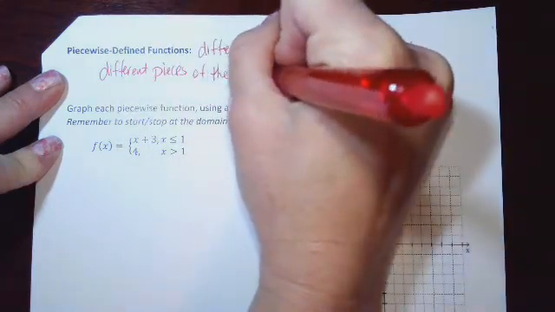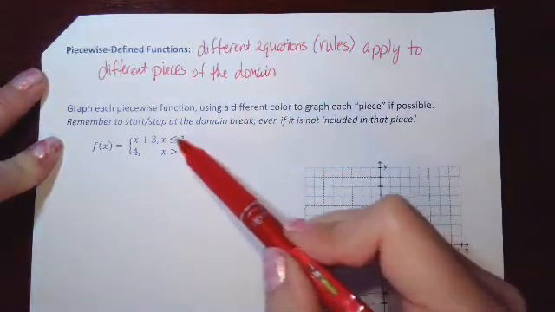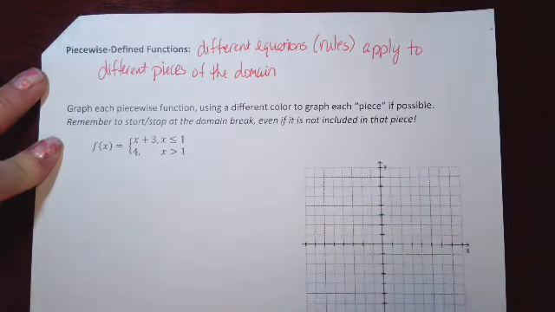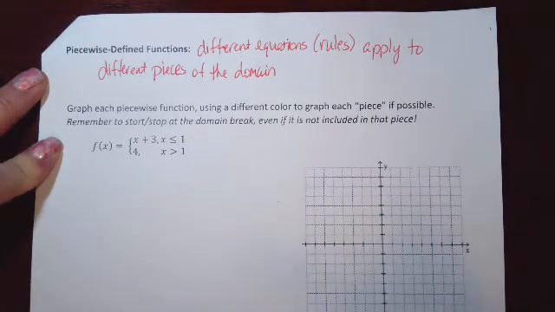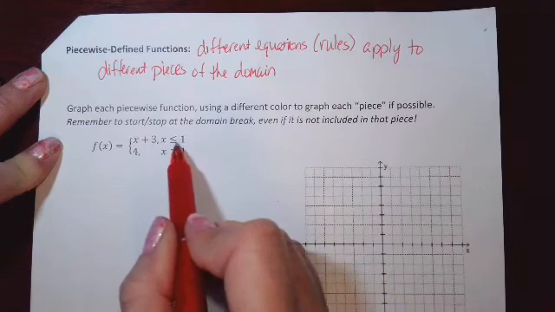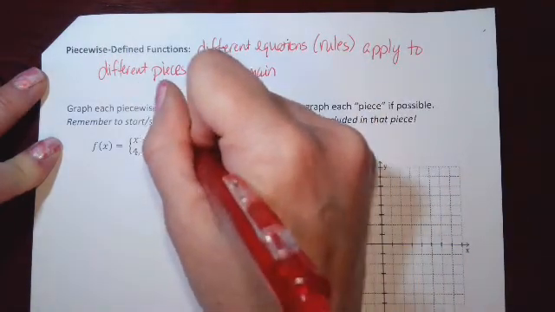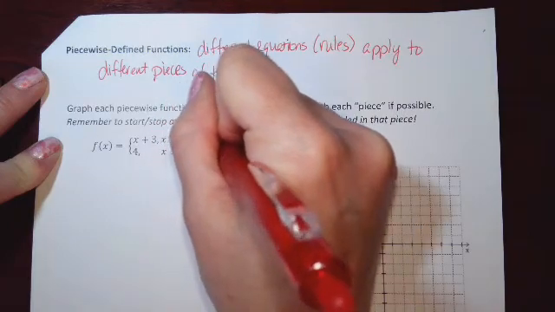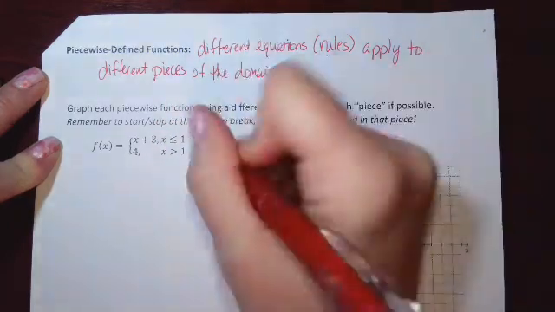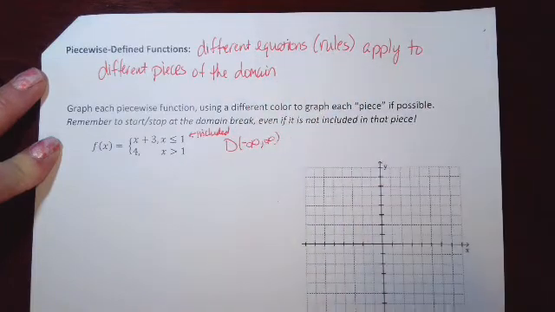Now it is possible that when we split our function at a certain value in the domain, we could choose to leave that out, and then our domain would be missing a value. But you can see here that this 1 is included in the first piece. This is less than or equal to. So since the 1 is included in this piece, it's not left out of the domain. And my domain is all real numbers.